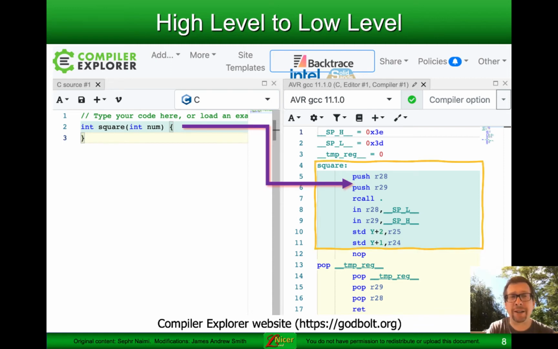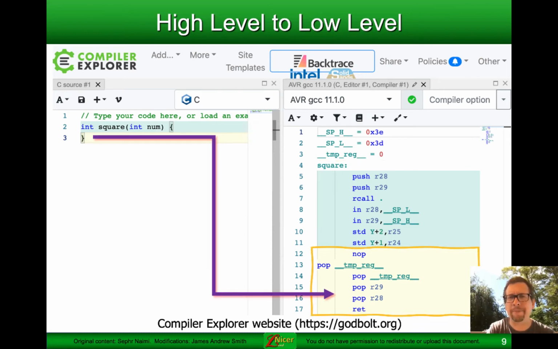So the first line, line 2 of your C program, is the prologue, or the introduction of your function. And you can see it's highlighted in green on the left-hand side, and its conversion to assembler is found on the right-hand side. And you can see that there's some operations like push and in and all of these things. We'll talk about what those mean later. But you can see that one line in C became many lines in assembler.